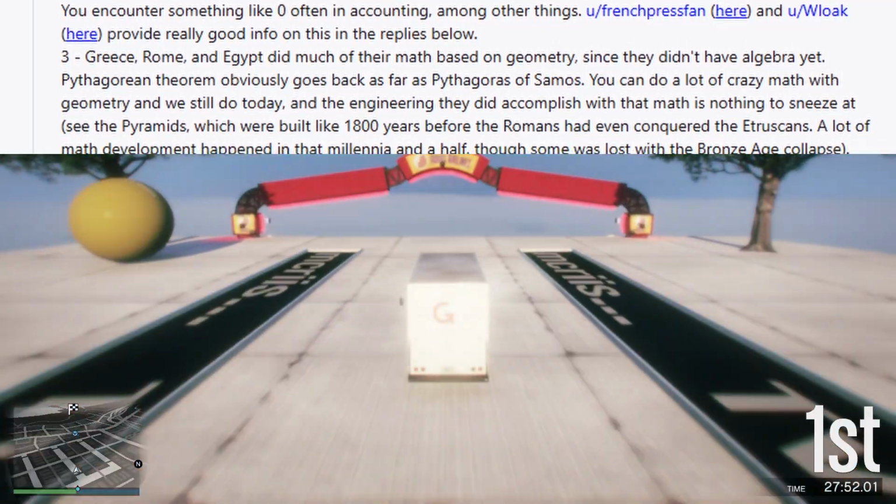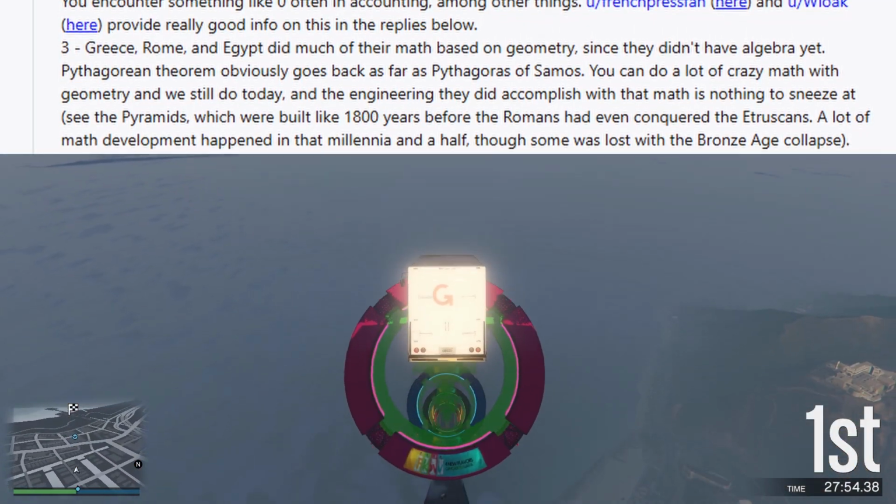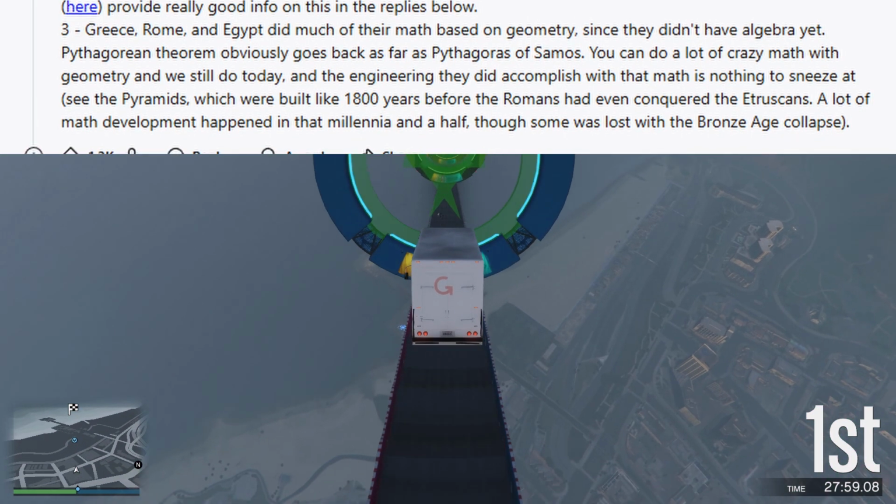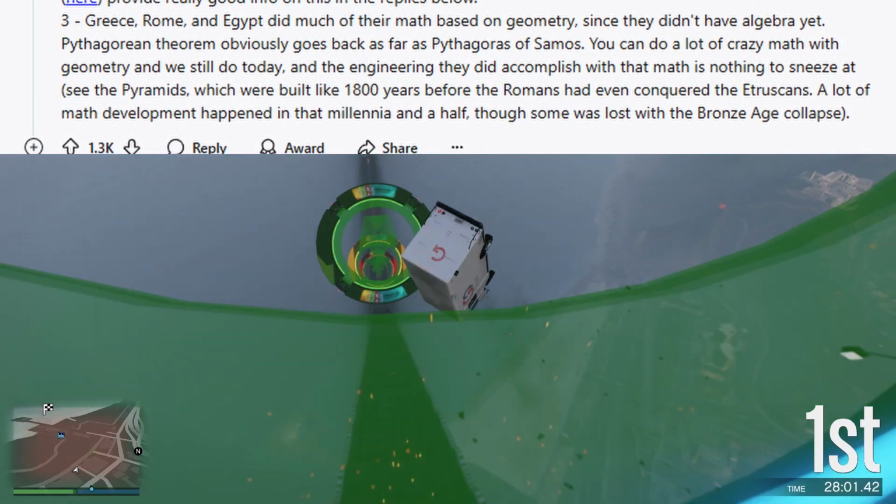See the pyramids, which were built like 1800 years before the Romans had even conquered the Etruscans. A lot of math development happened in that millennium and a half, though some was lost with the Bronze Age collapse.